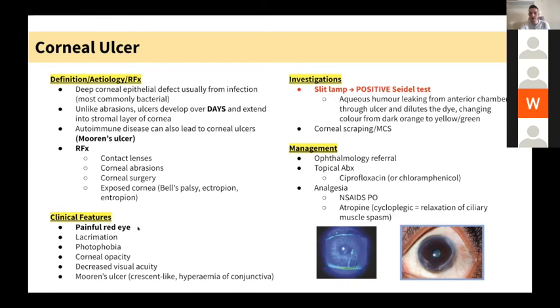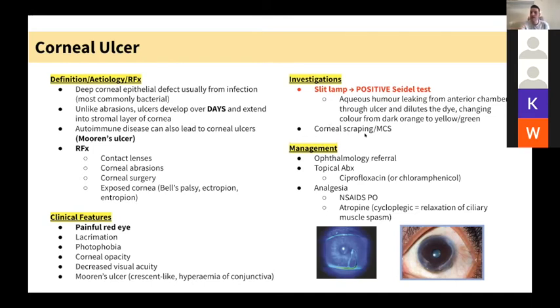So these are the typical symptoms. Again, painful red eye, lacrimation, photophobia, all of the same things. And a key thing that will be a differentiator on investigation is if you do a slit lamp exam with your fluorescein staining, you can see a positive Seidel test. So this is where, because you've got a penetration through the eye, you've got aqueous humor that leaks out into the front of the eye, and that's going to dilute your fluorescein stain. So with any dilution of that stain, that's going to be a positive test, and you know that there's going to be an ulcer that's gone through the eye.